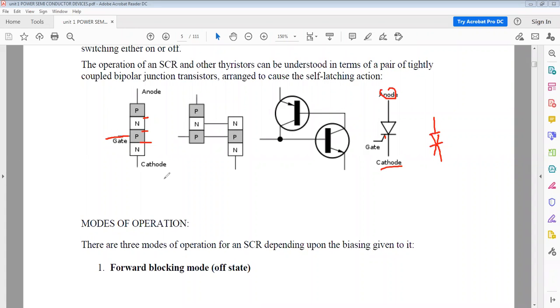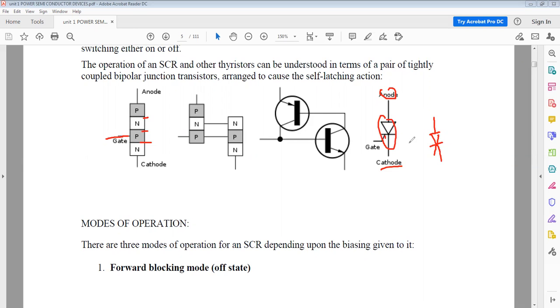The thyristor is a four-layer PNPN device. Silicon is the basic semiconductor material used to manufacture this SCR. The thyristor is also designated as silicon controlled rectifier, and it belongs to the thyristor family. The anode, cathode, and gate terminals of the thyristor device are shown in this diagram.